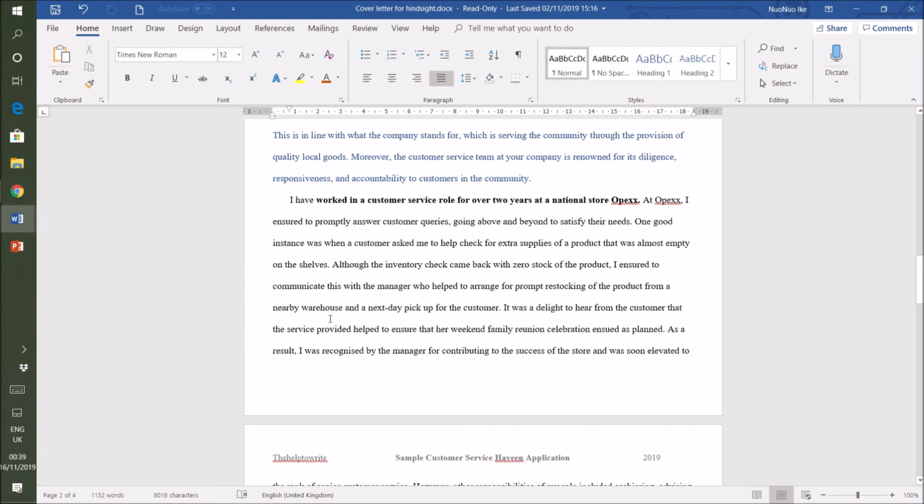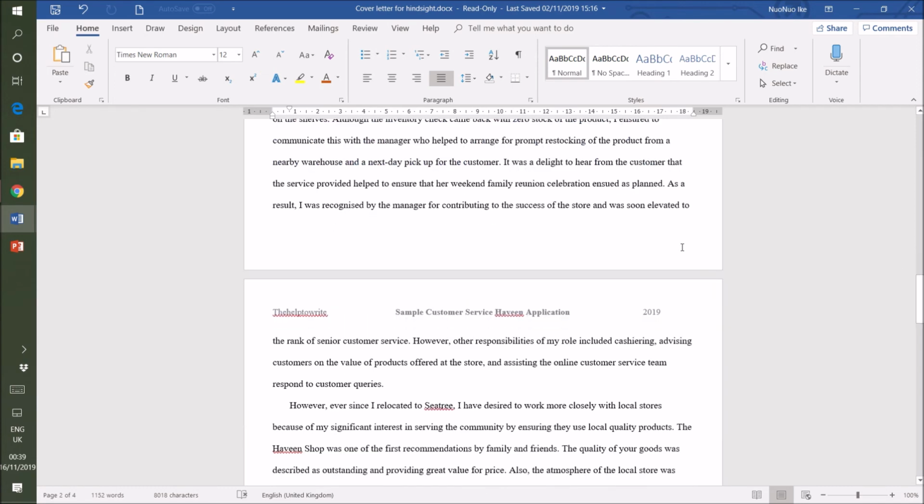However, I ensured to communicate this with the manager, who helped to arrange for a prompt restocking of the product from a nearby warehouse and a next day pickup for the customer. It was a delight to hear from the customer that the service provided helped to ensure that our weekend family reunion celebration ensued as planned. So here I have written down one specific example of how I employed my customer service skills and what the implication for that was.